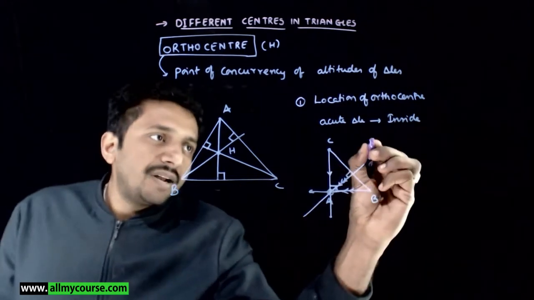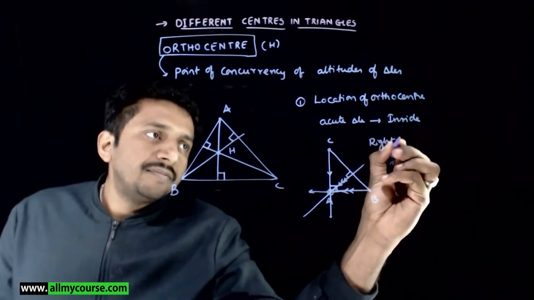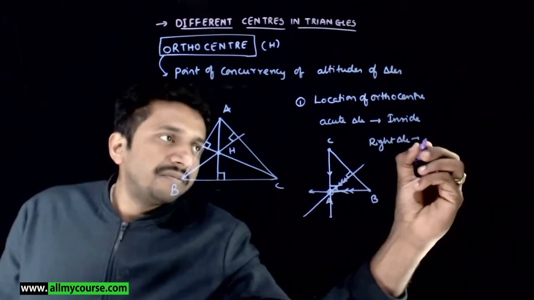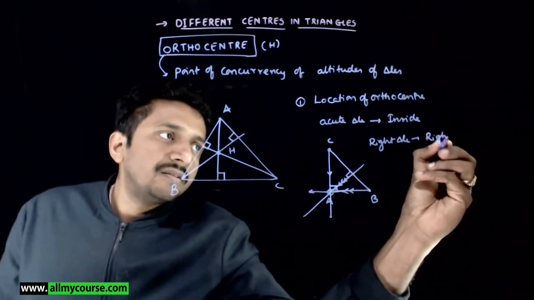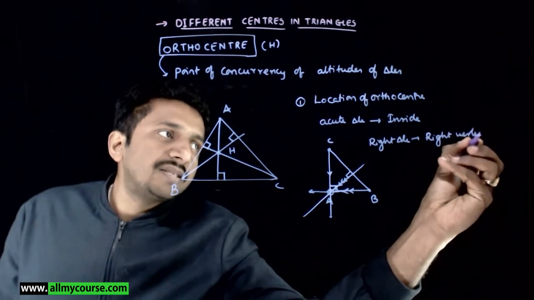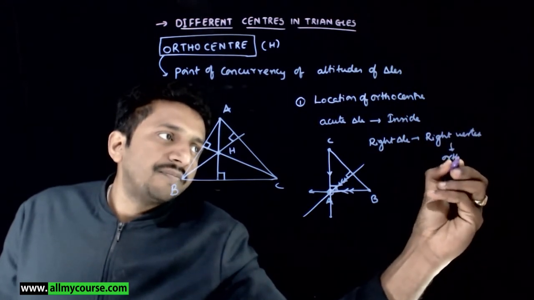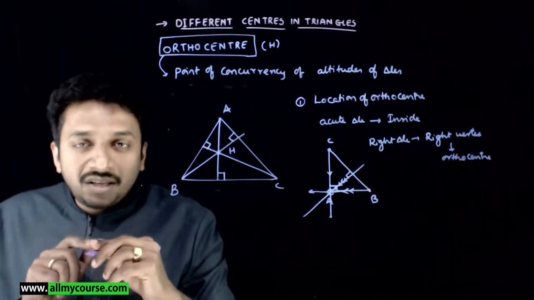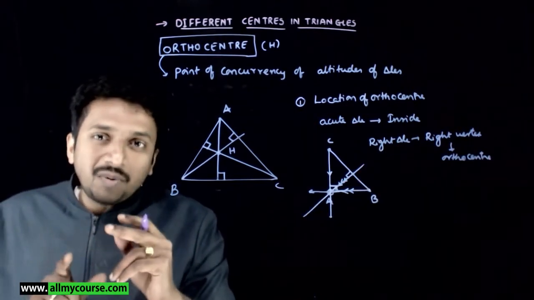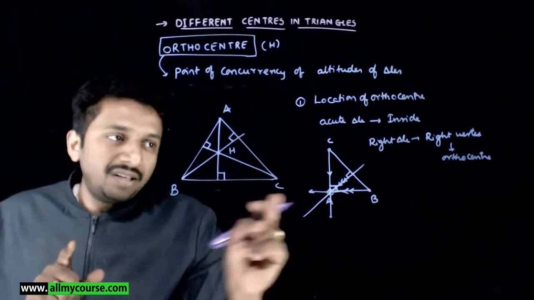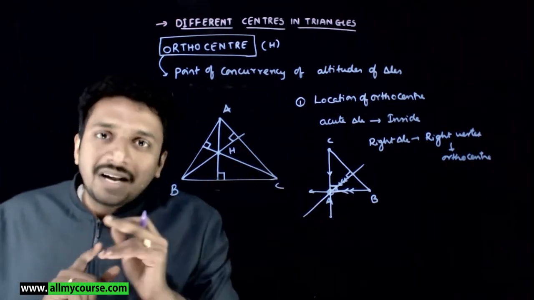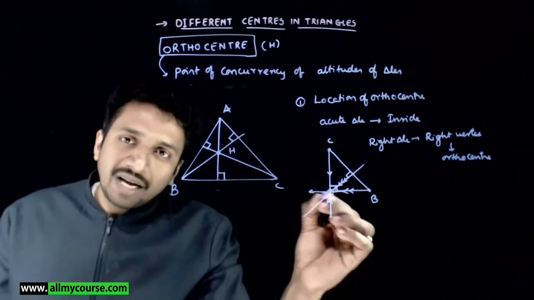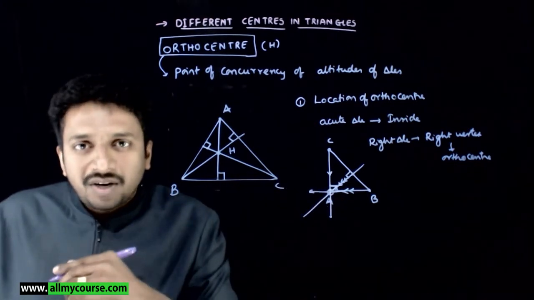That is, for a right triangle, the orthocentre is the right vertex itself. It's a very important property. Whenever questions on orthocentre are given, you need to check whether the question contains a right angle triangle or not. If it contains a right angle triangle, you don't need to do anything. The right vertex will be the orthocentre of the triangle.